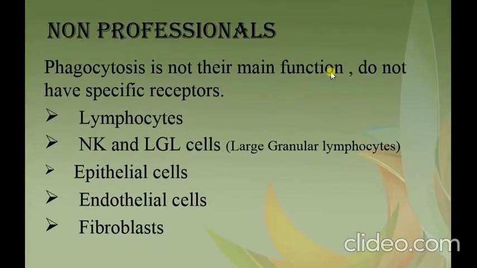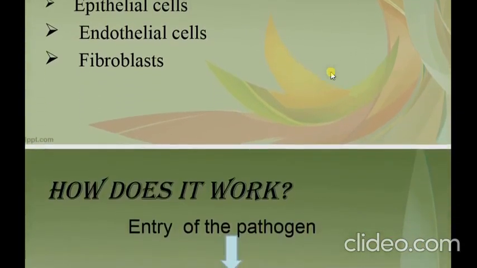Phagocytosis is not their main function. Non-professionals do not have specific receptors like some of the phagocytes, and they do not have specific receptors like lymphocytes, NK and LGL cells, epithelial cells, or endothelial cells. They are not mainly involved in phagocytosis, but sometimes they are involved in this particular process.